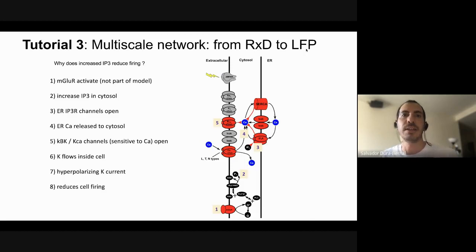Okay, so this is the reaction diffusion model that is implemented in the excitatory cells of the network. So the first part here, the first step is.